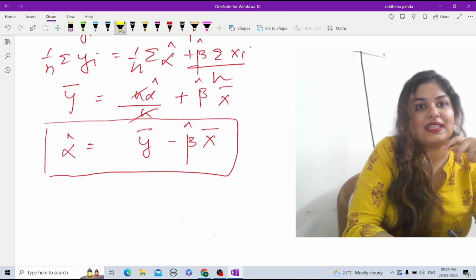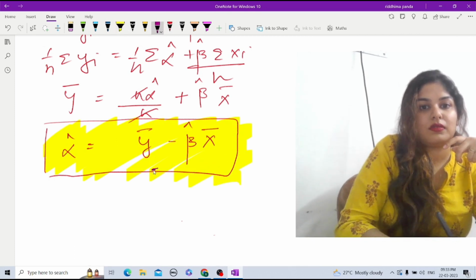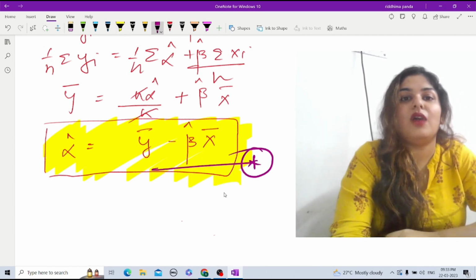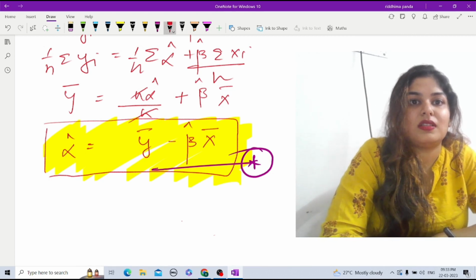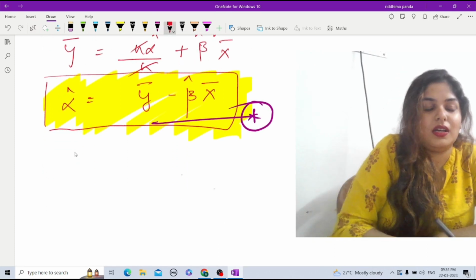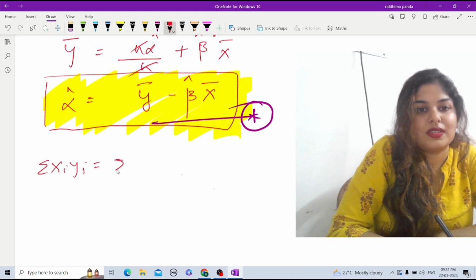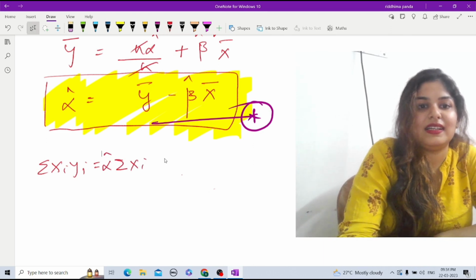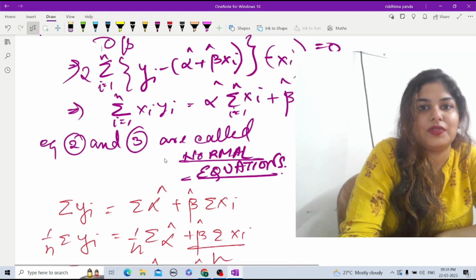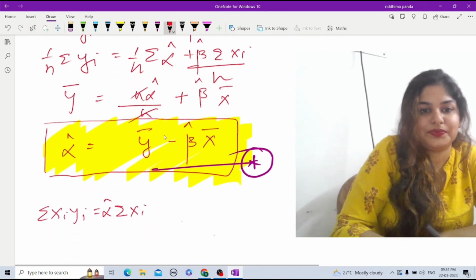Let us highlight it and mark it as a star equation, okay? Right. Now let us rewrite equation 3, that is the normal equation 3 again, in order to estimate beta hat. So the third normal equation is summation xi yi is equals to summation alpha hat xi. Let's just scroll up to recheck the values. Yes, so plus beta hat summation xi square.